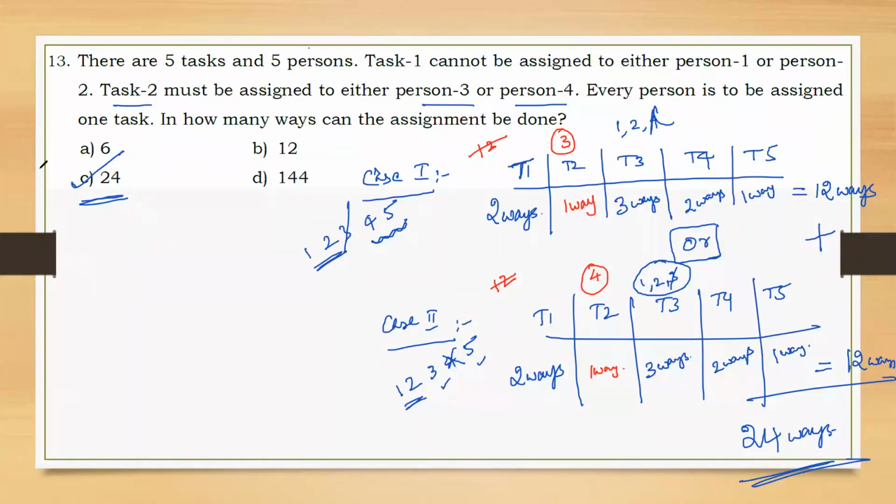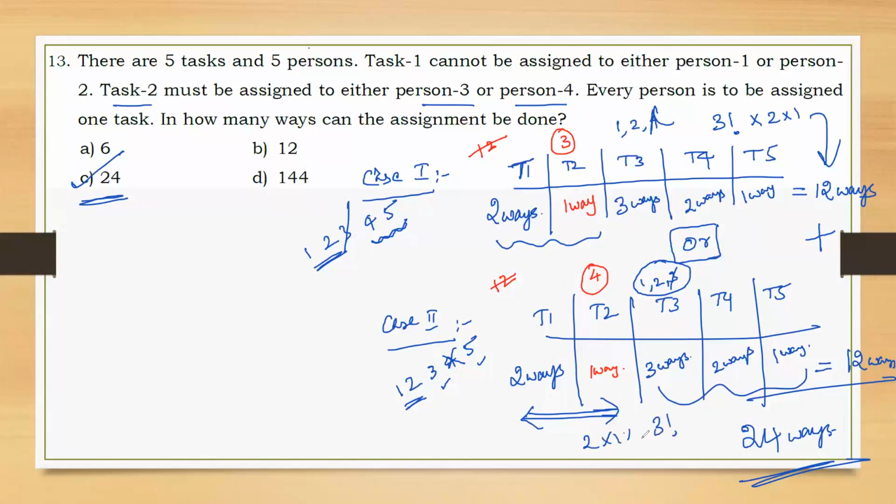The main condition is for 1 and 2. Remaining we have 3 tasks, 3 persons. We can write 3 factorial. 3 factorial into 2 ways into 1 way, you can write like that as well. We will get 12. Similarly for this, the main condition is to assign T1 and T2. Remaining 3 tasks, 3 people. So 3 factorial. So 2 into 1 into 3 factorial, you will get 12. 12 plus 12, 24.